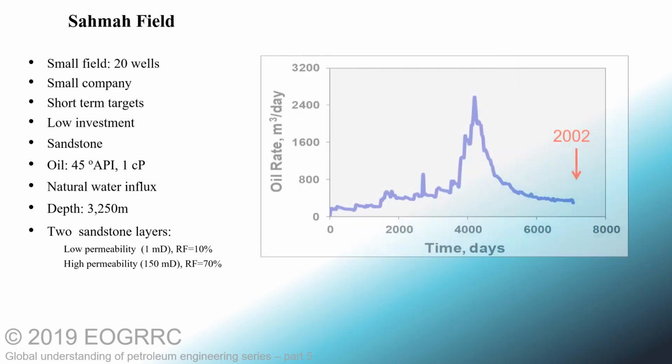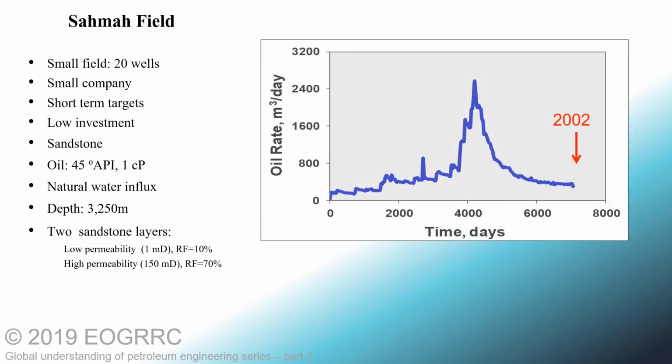The SAMA field is a small field with 20 wells. It's managed by a small company with short-term targets and low investment. It's a sandstone field with oil viscosity at 1 centipoise. It's defined by a natural water influx and has a depth of 3,250 meters. The two sandstone layers are characterized by a low permeability layer at 1 millidarcy, with a recovery factor at 10%, and a high permeability layer at 150 millidarcy, with recovery factor at 70%.